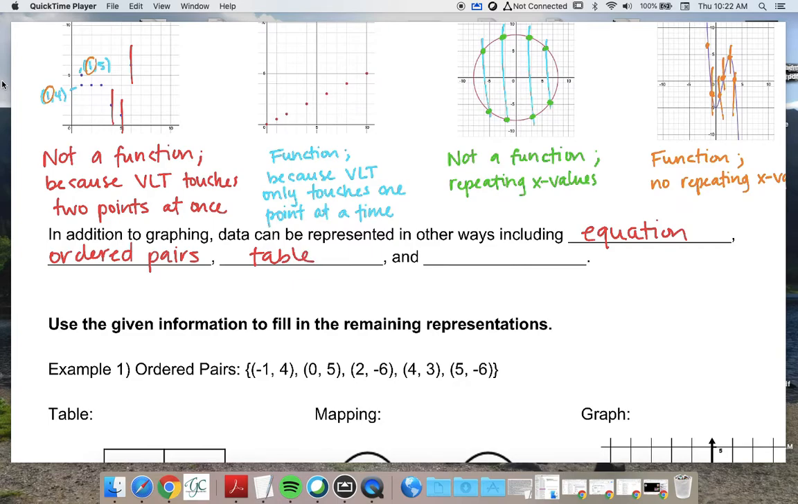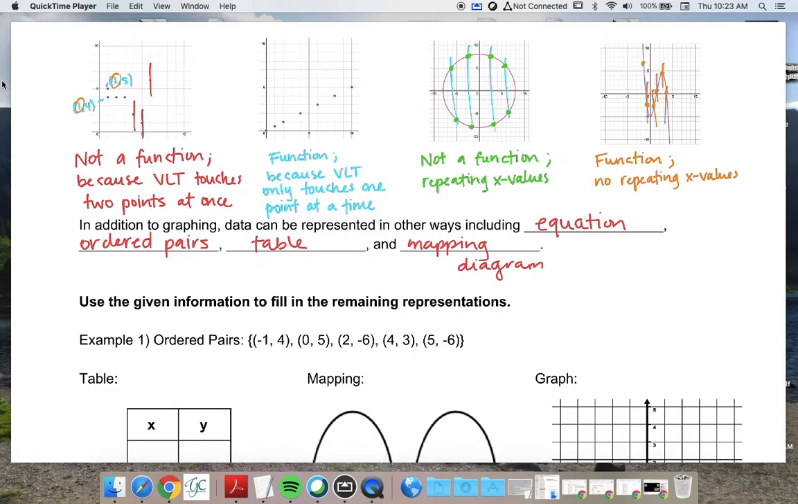And then lastly, we have a mapping diagram. And this is probably the representation that we're all least familiar with. You probably haven't seen it outside of Algebra 1, but again, it's just a way to organize ordered pairs without repeating numbers the way we might repeat numbers in a table. So we're going to look at each of these forms and determine how we know if each form tells us that we have a function or not.